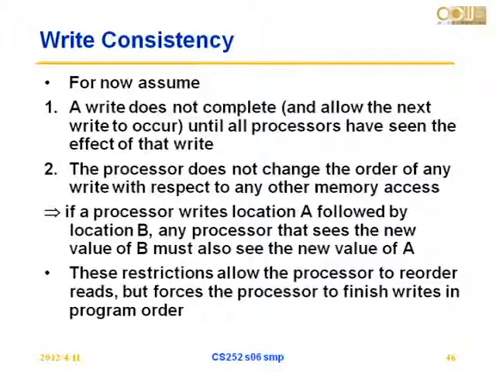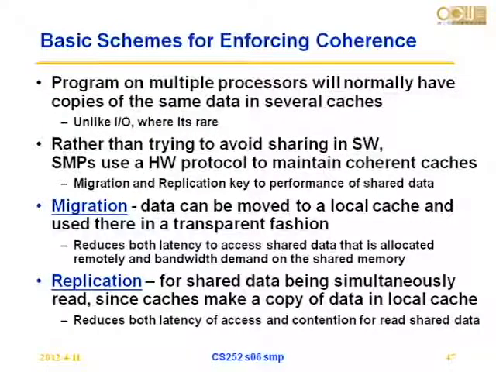Let's start from here. Write consistency. No, I'll skip the consistency. I'll go to the coherence directly. Programs on multiple processors will normally have copies of the same data in several caches. Still remember this diagram? Many caches may be caching the same variable.